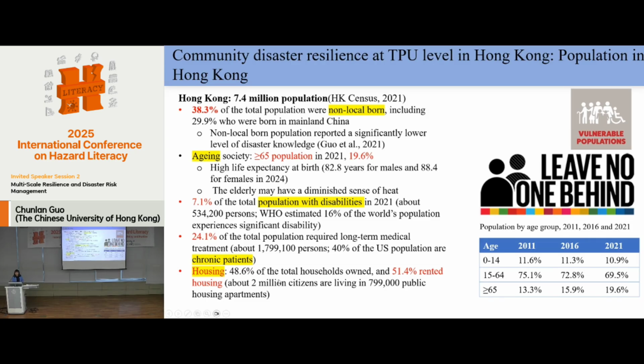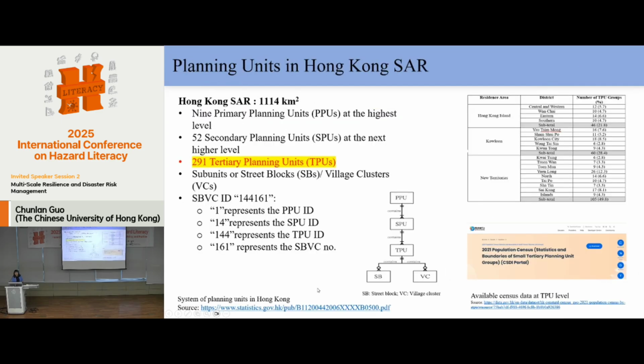And at the same time, housing is also one of the built-environment influencing factors we found in Hong Kong that has a very important influence on literacy as well as disaster preparedness. In Hong Kong, half of the population are renting their housing, and 2 million people are renting government-provided apartments. Usually those public housing units have smaller public space and have a negative influence on well-being as well as other relevant indicators. And this is the land of Hong Kong city, and the government divided its land into 9 primary planning units, 52 and 291.